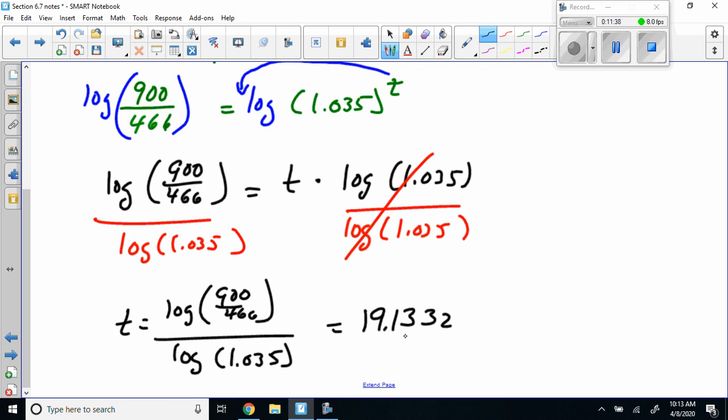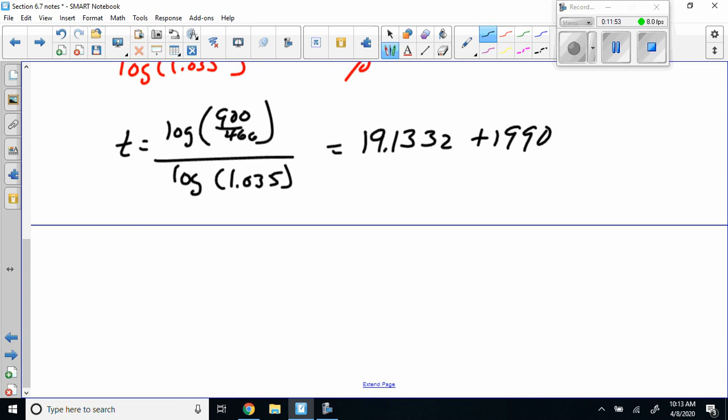That's years, but that's not in the year 19. That's 19 years past 1990, because again, we reset the clock. Everything was measured from 1990. So our real time would be 2009.1332. And again, this goes back to the question we got into with years with the Coca-Cola problem. In the beginning of 2009, there were not 900 million people at the beginning of that year.